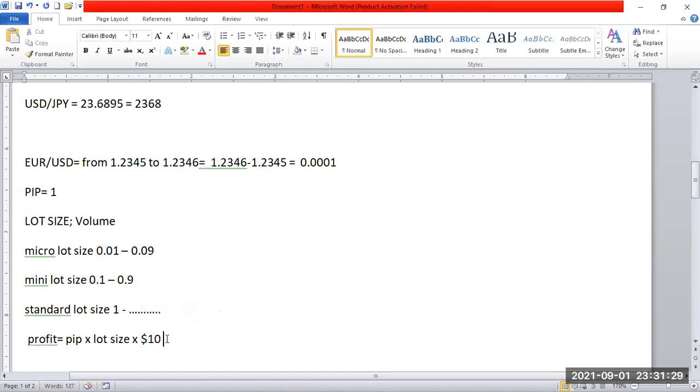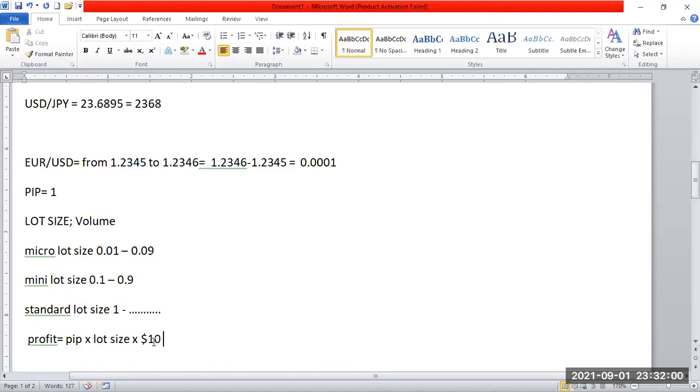Sometimes it can be 9.8, 9.7, 9.6. It depends on the currency. It can be 9.8, 9.9, 9.6, even 9.5, or it is approximated to be $10. So your profit is equal to your pips multiplied by lot size multiplied by 10. You might really not be putting this $10.